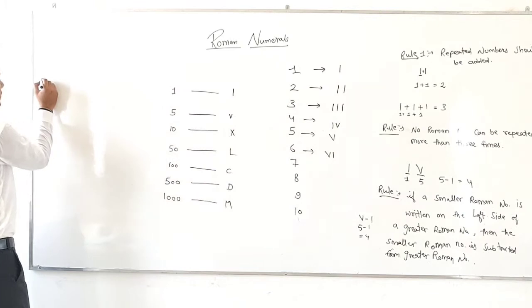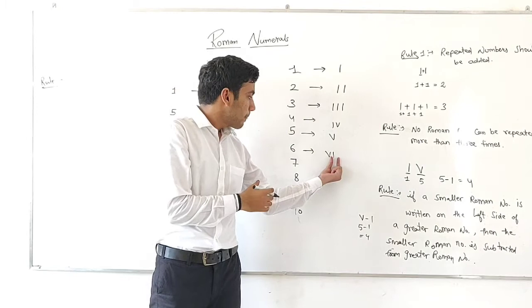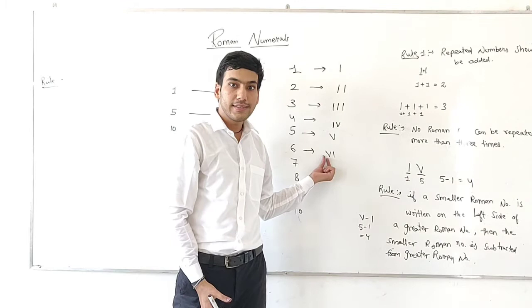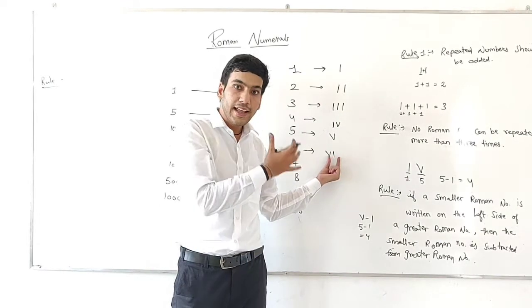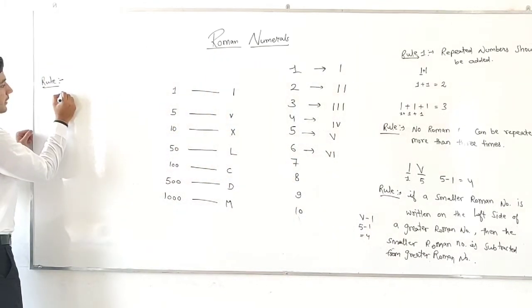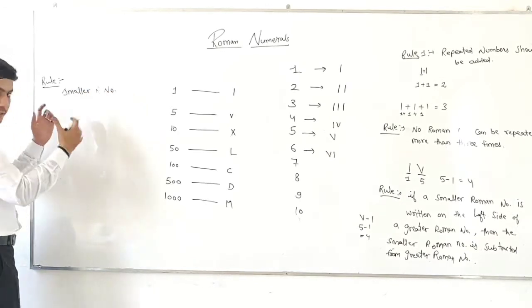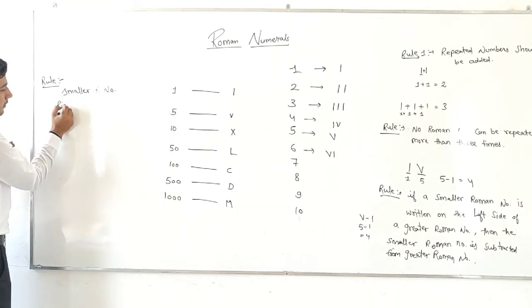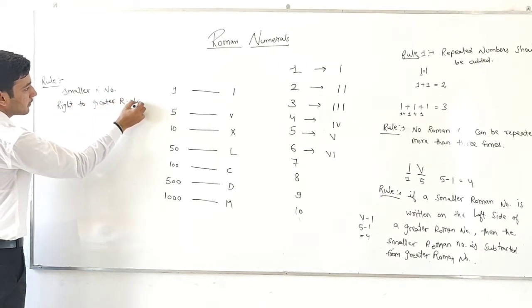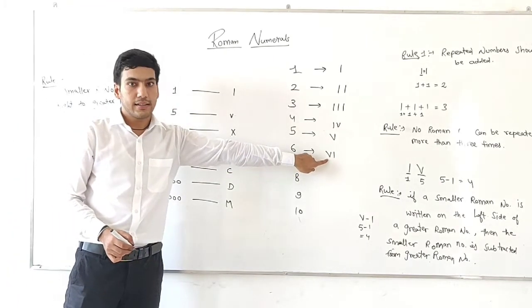Then the next rule is, if there is a smaller Roman number and you write it to the right of a greater Roman number, then that smaller Roman number is added to that greater Roman number. Means if there is a smaller Roman number and you write that Roman number to the right of a greater Roman number, then that smaller Roman number is added to that greater Roman number.